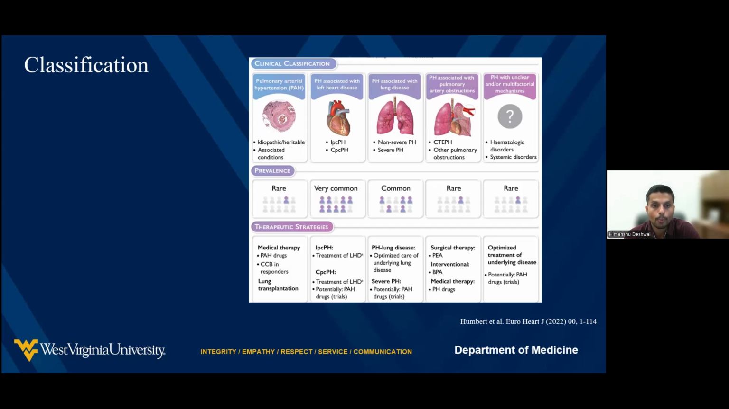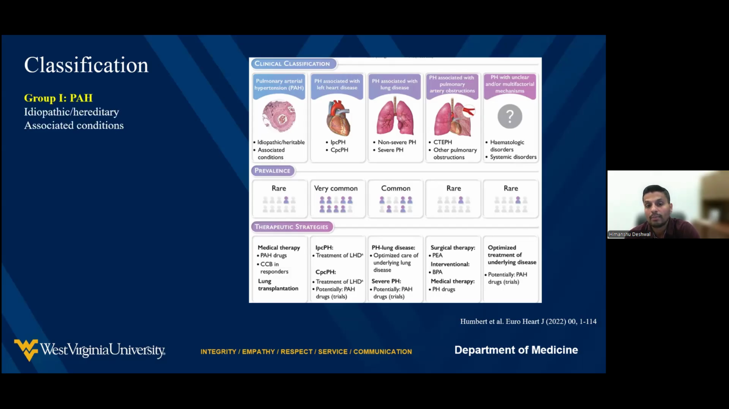The first one is group 1, which is basically idiopathic or heritable, and then associated conditions. So HIV, connective tissue disorders, unrepaired congenital heart disease, meth-induced or drug-induced pulmonary hypertension. It's extremely rare, and this is the group 1 PH that has very bad survival, and you really need to diagnose them early so we can treat them and actually improve their survival significantly.